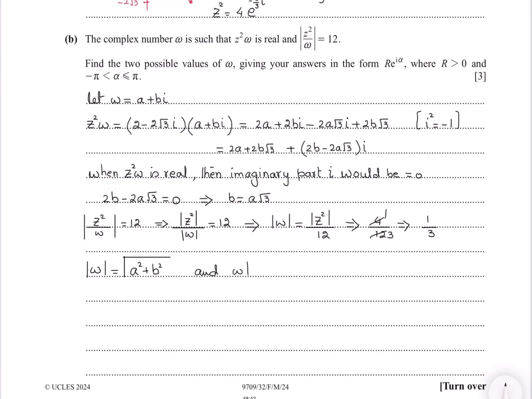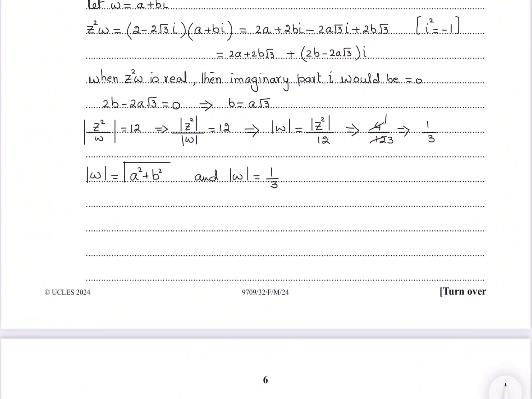So the modulus of w is also the square root of a squared plus b squared, and the modulus of w is equal to 1 over 3. So we can say that the square root of a squared plus b squared equals 1 over 3, squaring both sides. Now simplify it and be very attentive. In b squared we should write a root 3 whole squared, and that is equal to 1 over 9. From here we simplify it and we get the value of a, which is plus minus 1 by 6.